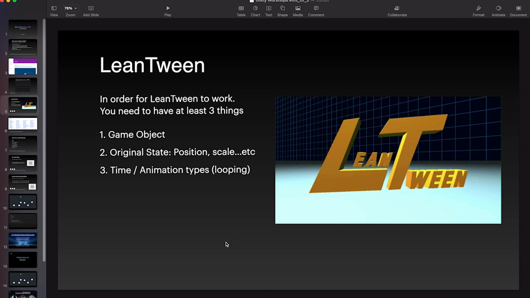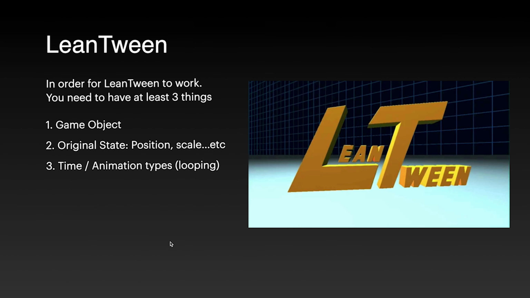Okay, so we know that LeanTween is not only for 2D but also 3D, right? So you can do a game object, you find an object you want to tween, right? Tween means the motion between each end position. It's like something in between, where you want to do some transition.